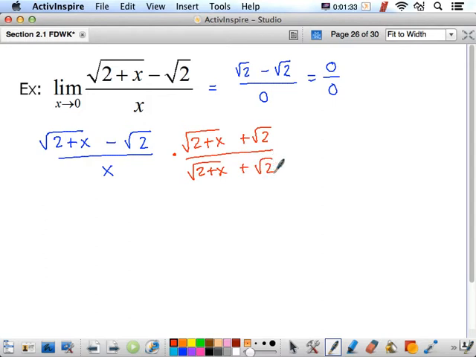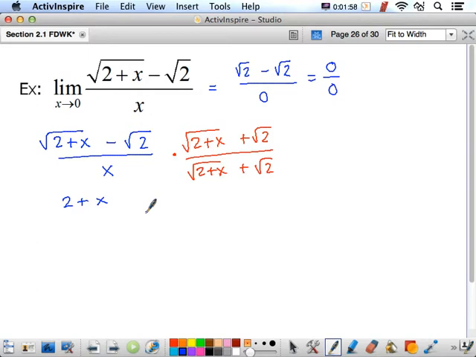And here's a little tip. When you're cleaning things up and you're multiplying by conjugates, only distribute the ones that actually are conjugates. Leave the other undistributed. That'll help you in the long run. So we take the top and we FOIL it out. The square root of 2 plus x times the square root of 2 plus x is just 2 plus x.